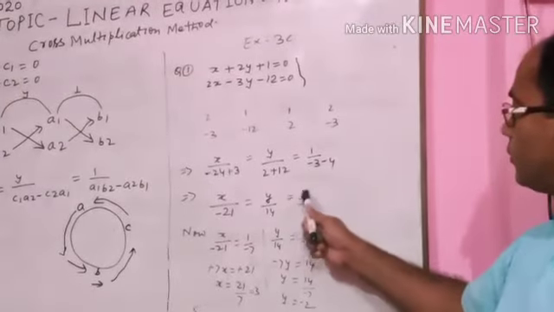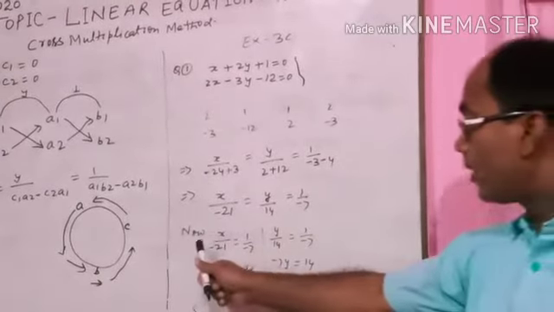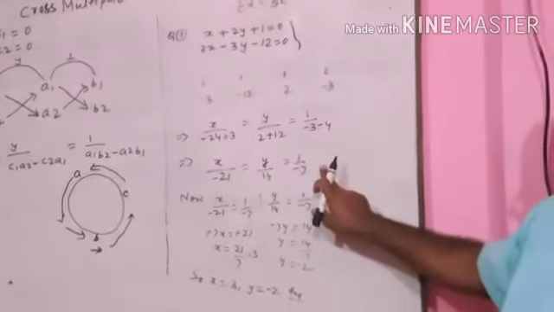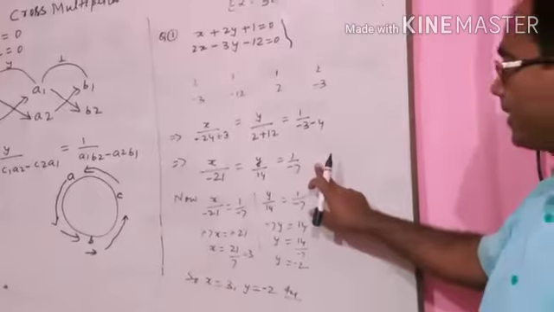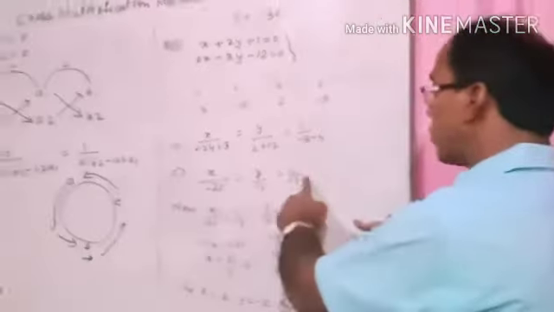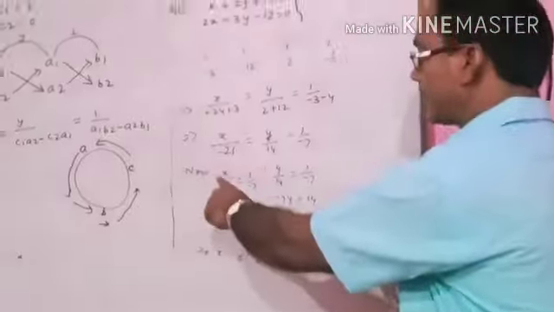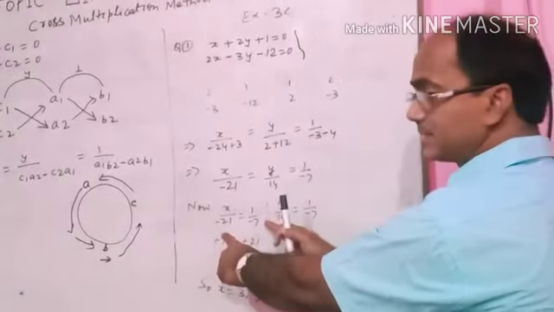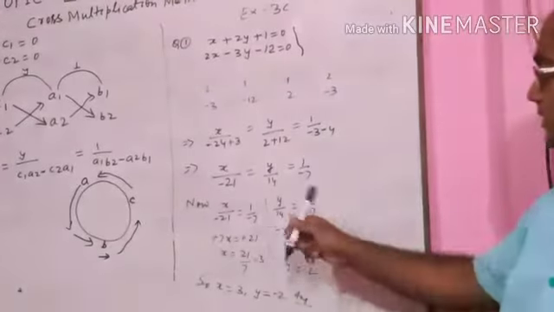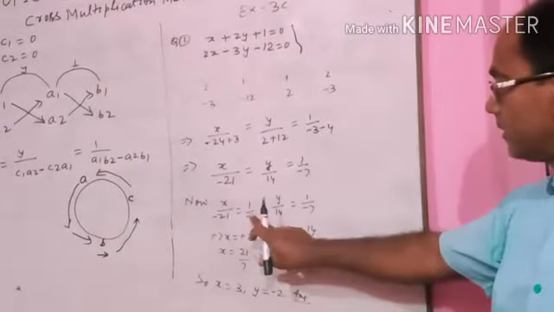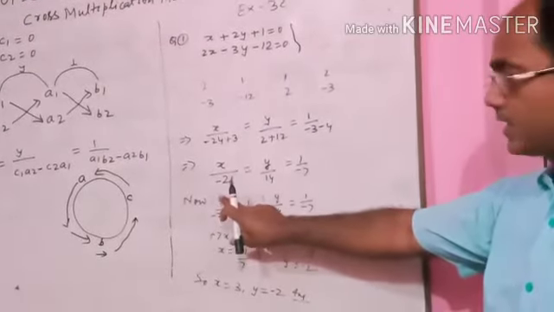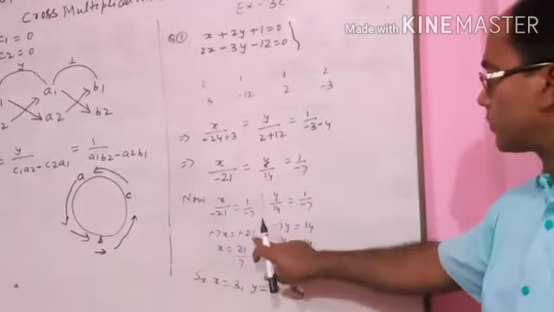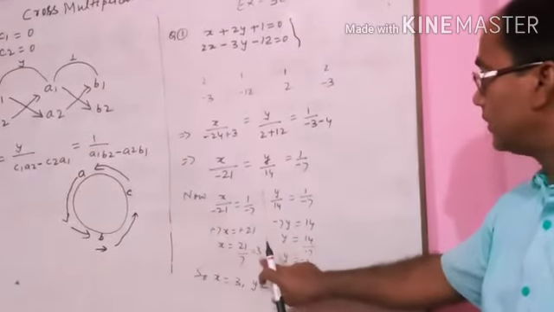y by 14 equal to 1 by minus 7. Now students, we have to compare each variable to the constant term. So I have written x by minus 21 equal to 1 by minus 7. Now students, I have calculated: cross multiplying, minus 7x equal to minus 21. I have found x equal to 3.